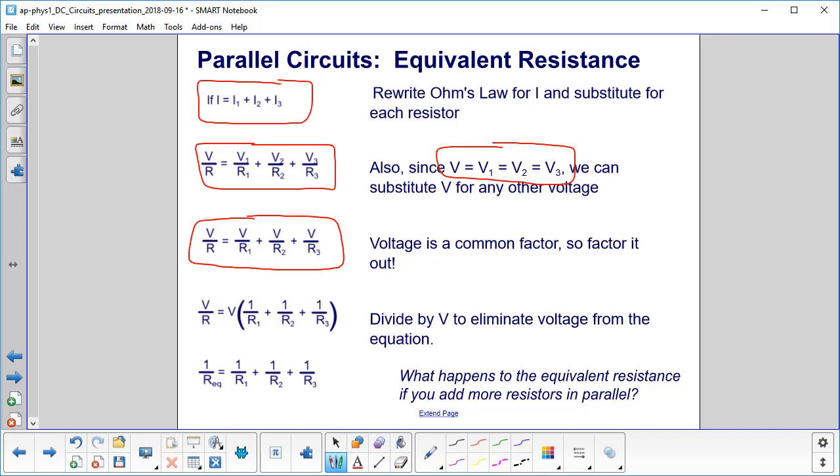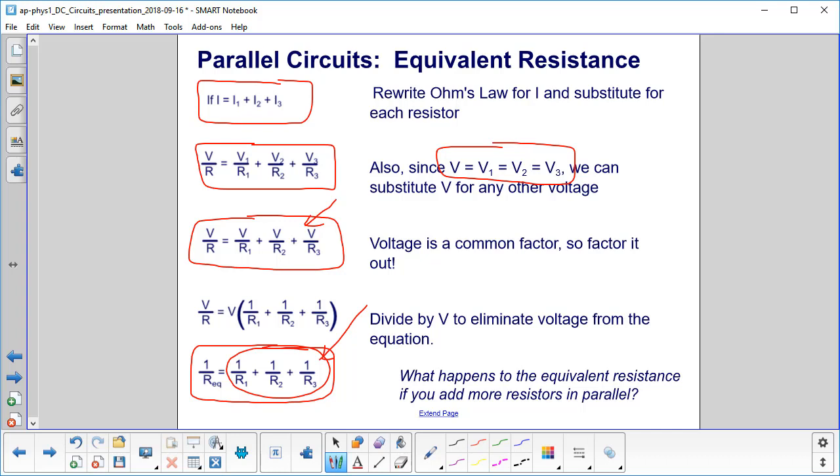We can certainly factor V out at this time, because every one of the terms here has a V in the numerator. Divide by V, and you get 1 over R equivalent equals 1 over R1 plus 1 over R2 plus 1 over R3. Now be careful when you calculate this. A lot of times you'll do all of this work here and then forget to take its inverse, because when you do this you have found 1 over R equivalent, but you need to find R equivalent.